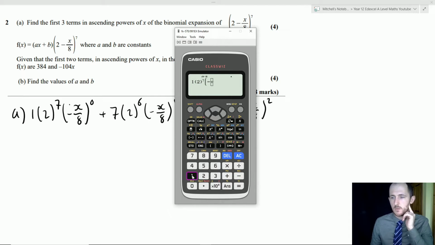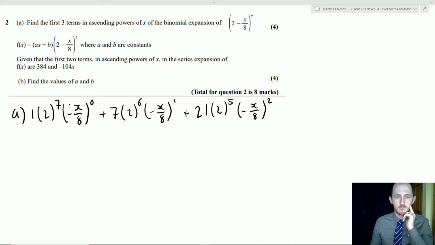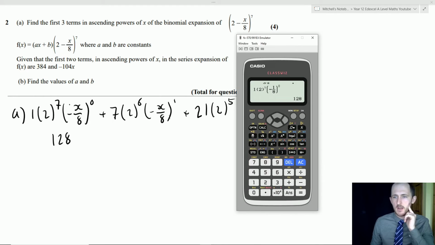Minus 1/8 to the power of 0. 128. I'm using absolutely no brain power right now. Okay. Now I'm not going to put a plus or minus because I can see there's minuses now, so it might change. Change that to a 1.